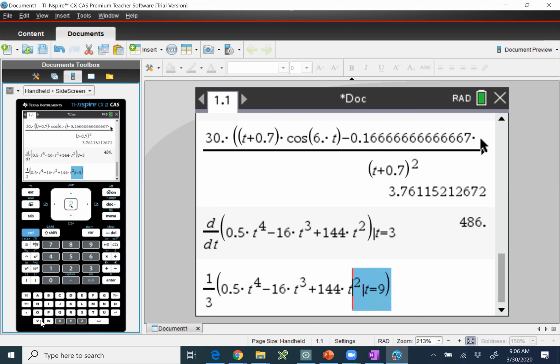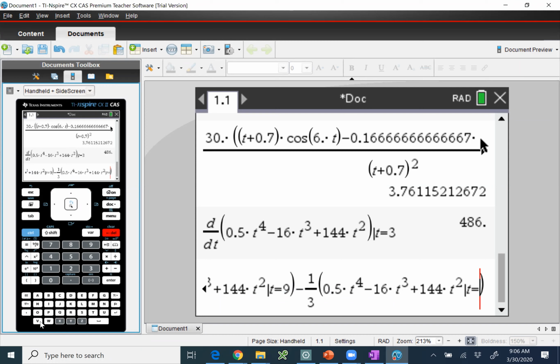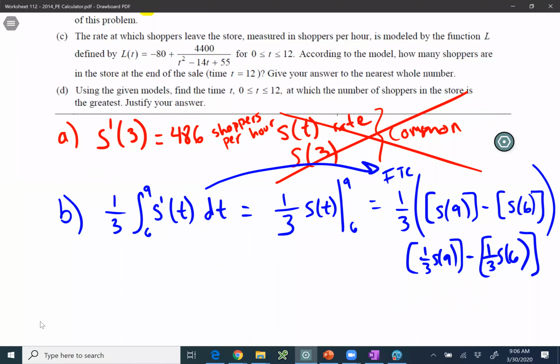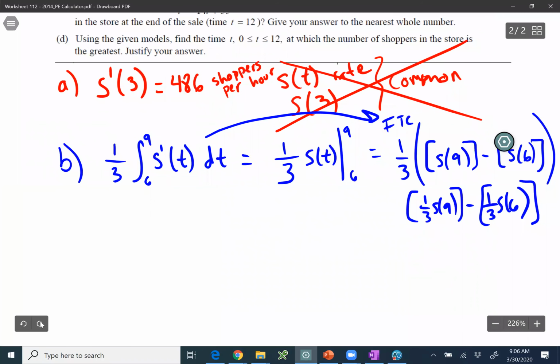So we're going to grab that whole thing, Control C, minus Control V, there we go, and at 6. So we get 301.5. So we do that, we get 301.5, and our units are going to remain shoppers per hour because of that average value. And I'll talk about that in a minute.